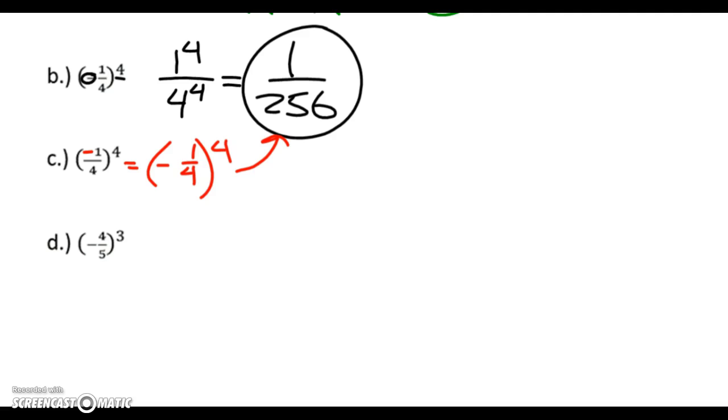Even if the negative's out front, I could put that negative with the 4 on the bottom or the 1 on the top. It doesn't matter. It still means that fraction is negative, and then when taken to an even power, we get a positive answer.